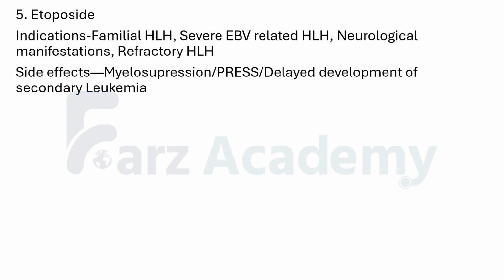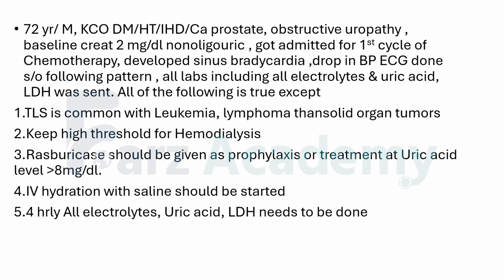And the last drug is etoposide. Again, familial HLH, which is a poor prognostic form of HLH, severe EBV related HLH, and whenever there is neurological involvement and refractory disease. In all these cases, you use etoposide. Again, etoposide has myelosuppression and secondary leukemia as a side effect. So this was about HLH.